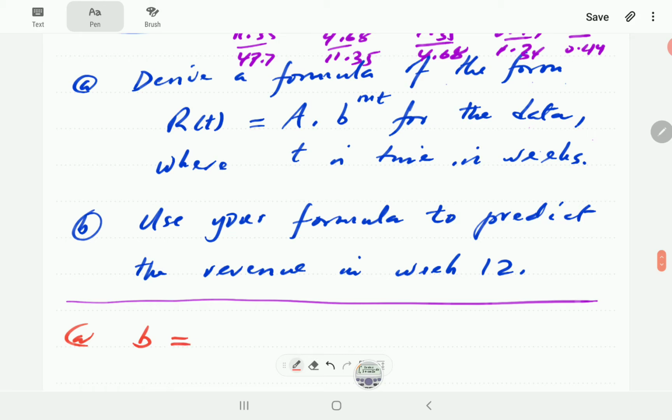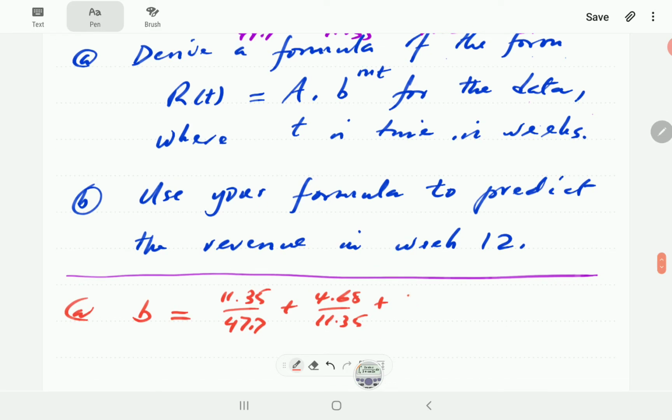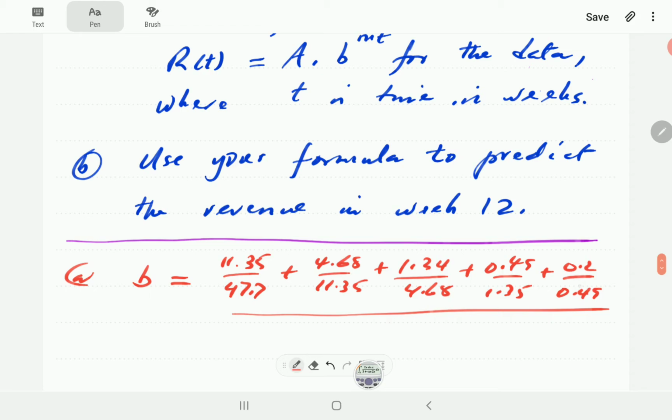So that's going to give us B. So we've got 11.35 over 47.7, 4.68 over 11.35, 1.34 over 4.68, 0.49 over 1.34, and lastly 0.2 over 0.49. So this is going to be divided by 1, 2, 3, 4. It's going to be divided by 5.